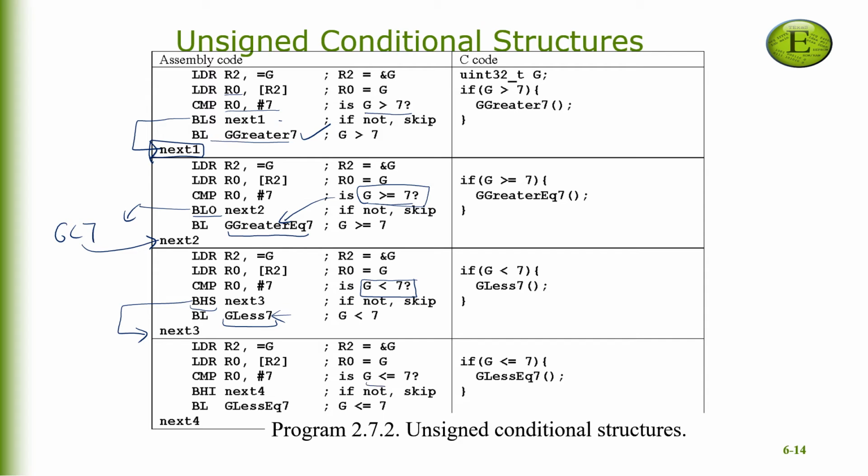And finally, if we're checking if G is less than or equal to 7, then the complementary condition is that G is greater than 7. Again, all of these comparisons are performed in the signed sense, given the conditional branch instruction that we are using. If G is less than or equal to 7, in that case we come over here and execute branch and link G less than or equal to 7.